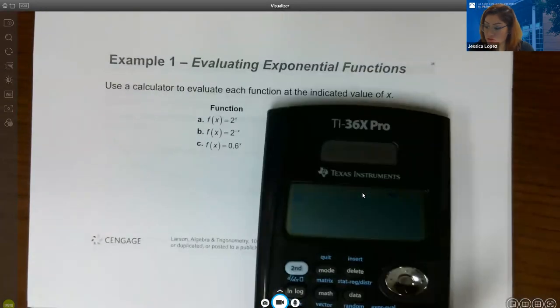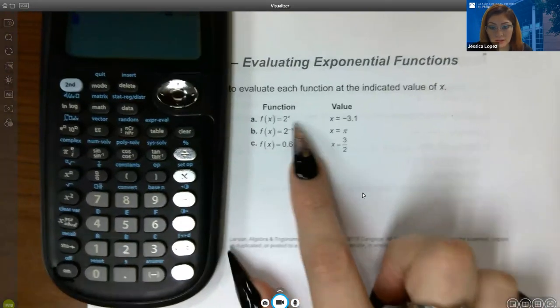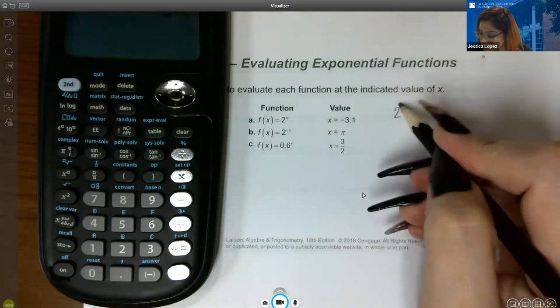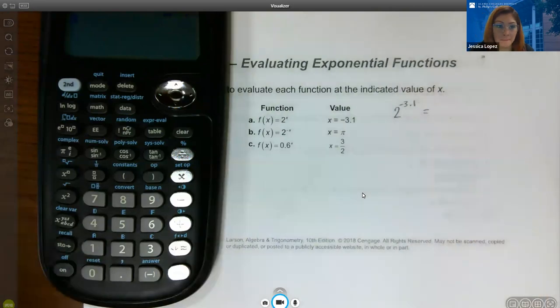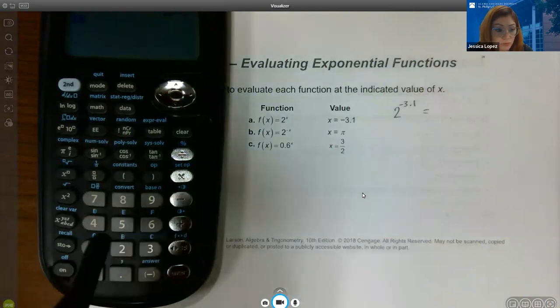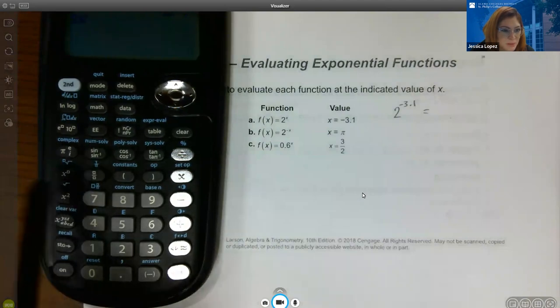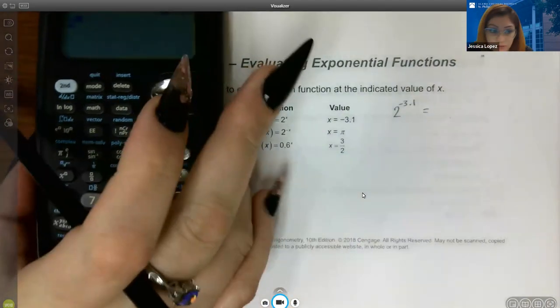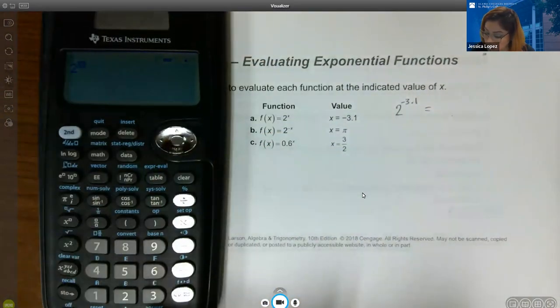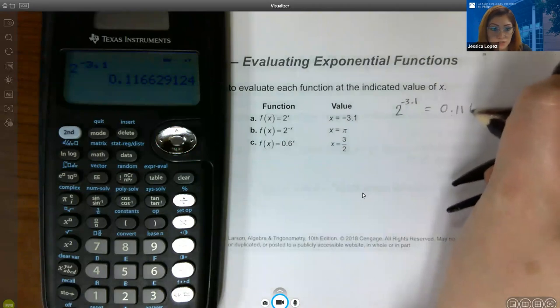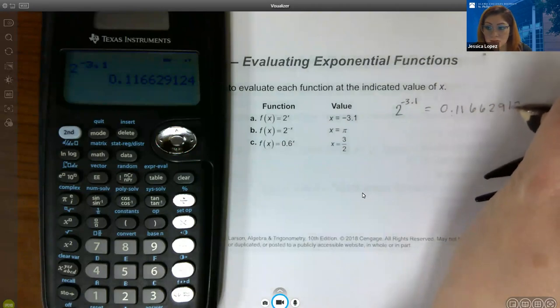So if I want to do 2 and I want to plug in negative 3.1, what you need to type in your calculator needs to look like this, 2 to the negative 3.1, okay? And so to do that, I'm gonna hit 2 and then I'm gonna hit this button here that gives me an exponent. It makes it look like an exponent, and then I can just type in negative 3.1. And then I get that response. It doesn't tell me how far to round it, so I'm just gonna include as many decimal places as my calculator gives me, okay?